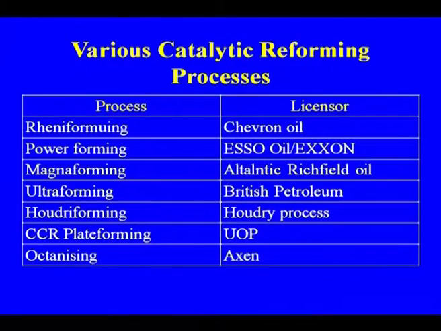These are some of the catalytic reforming processes which have been licensed, and the various developments that have taken place in the catalytic reforming reactor. Based on that, these are some of the technologies and process licenses available: Rheniforming, Powerforming, Magnaforming, Ultraforming, Houdriforming, CCR Platforming, continuous catalytic reforming, and Octanizing. These are some of the processes available, and the various types of catalytic reformer we are using in this process.